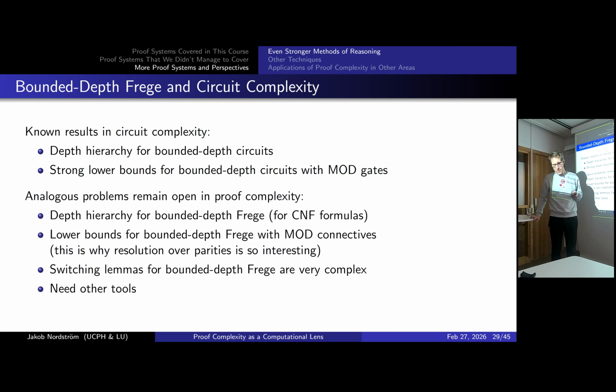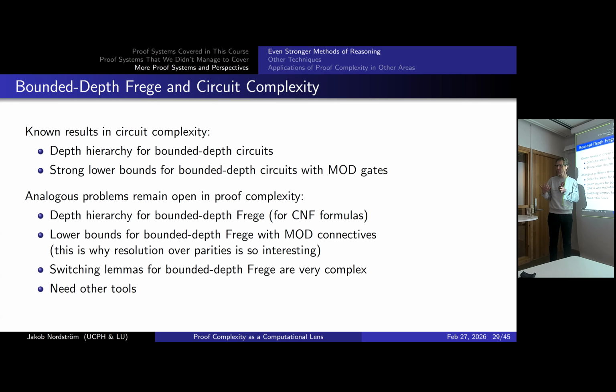And the one technical challenge is, okay, so how do you prove the bounded depth circuit lower bounds? You use different types of switching lemmas, or for ACC0, you use the approximation method. We don't get the approximation method to work somehow over in proof complexity.